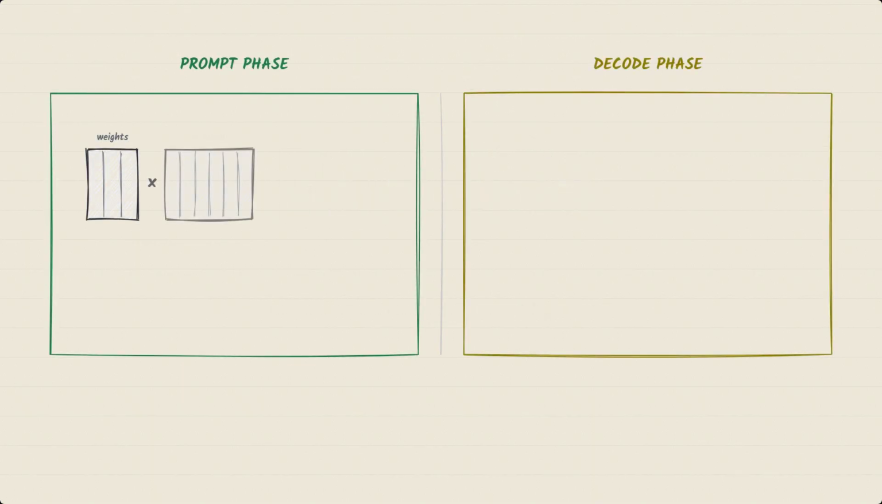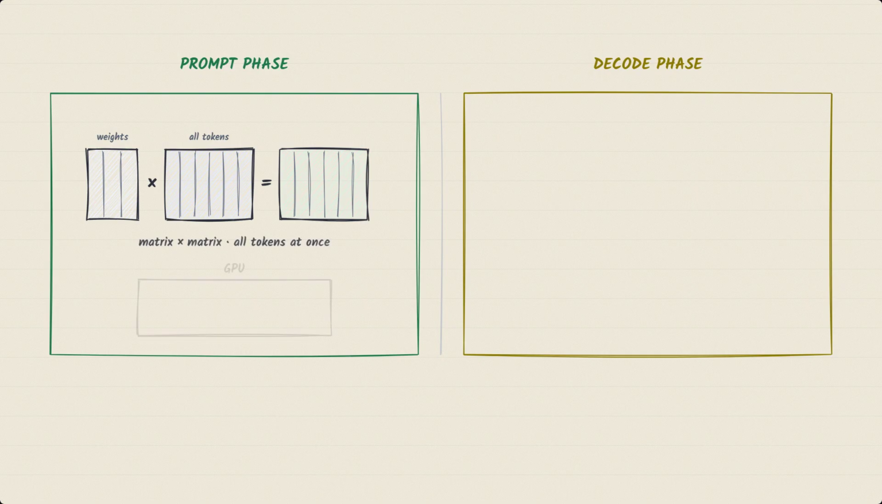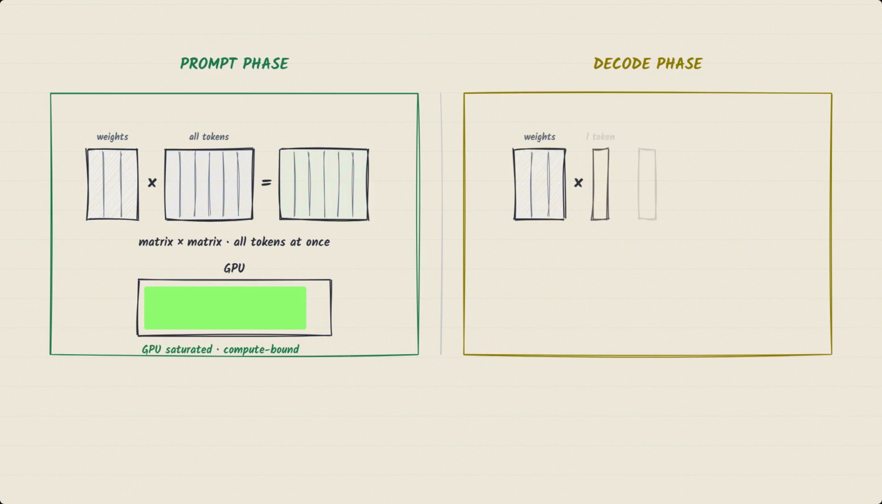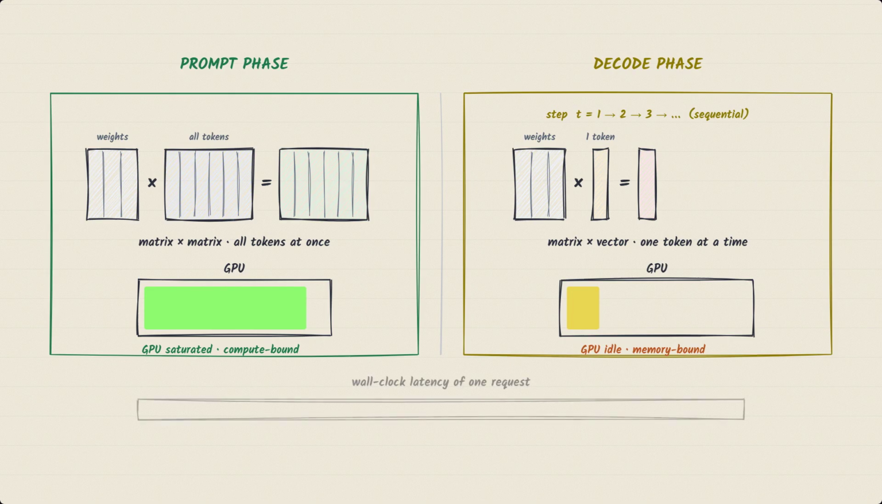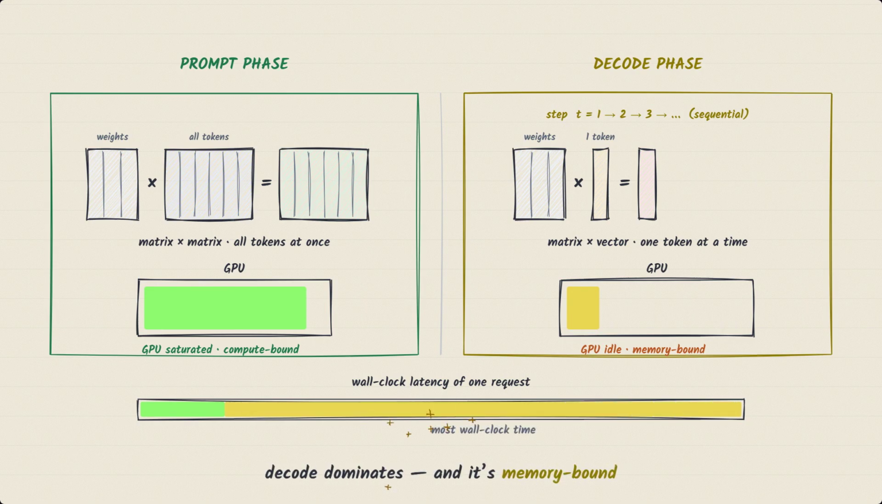That splits serving into two very different phases. The prompt phase reads your whole input at once. One big parallel matrix multiply. The GPU is saturated and happy. Then the decode phase grinds out tokens one by one. Each step is a skinny matrix-vector multiply that barely touches the GPU's compute. That second phase is most of the wall clock latency, and crucially, it's memory-bound, not compute-bound.